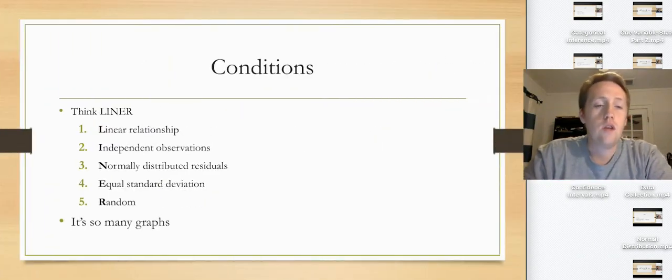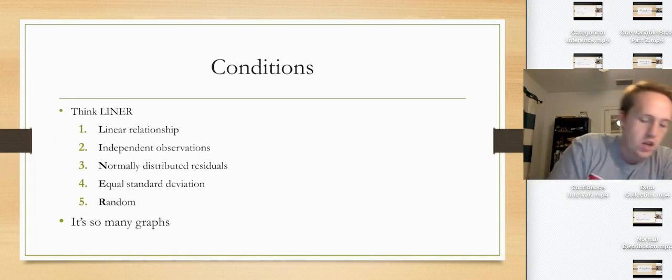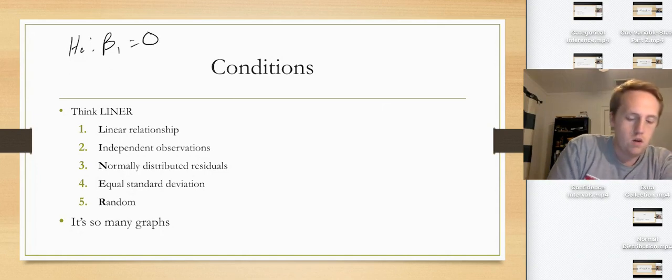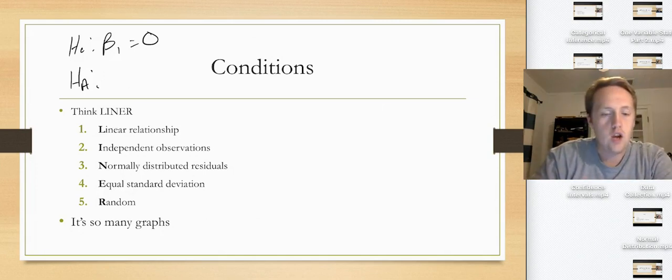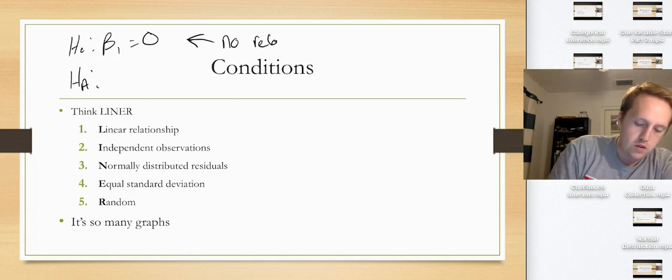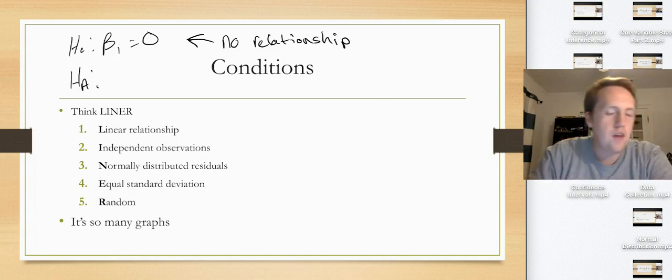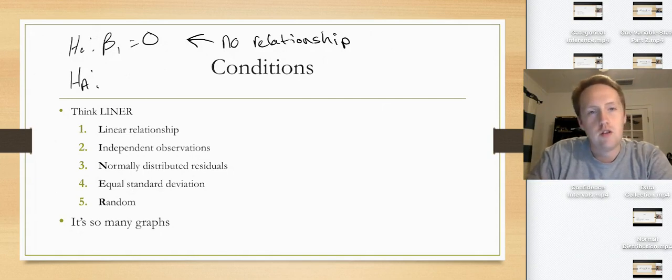All right, so the hypothesis statement for a regression test, first of all, is that the slope of the true regression line is equal to 0. The alternate is greater than, not equal to, or less than. What this essentially means is no relationship or no association between the two variables. So the null hypothesis is basically that these two quantitative variables don't have an association.